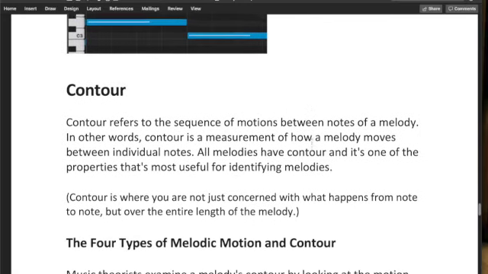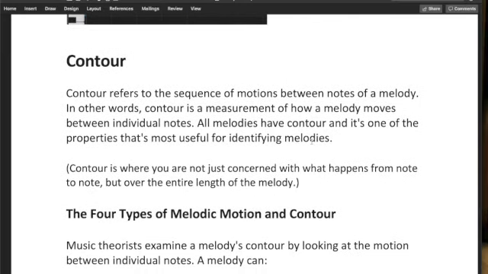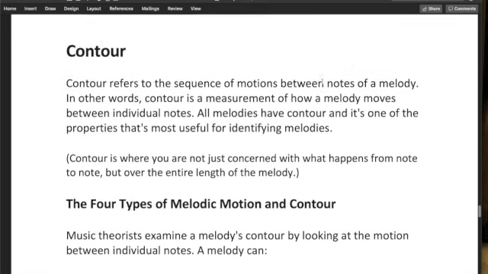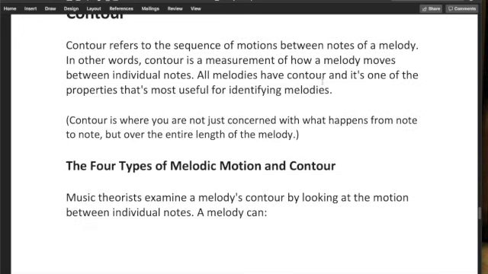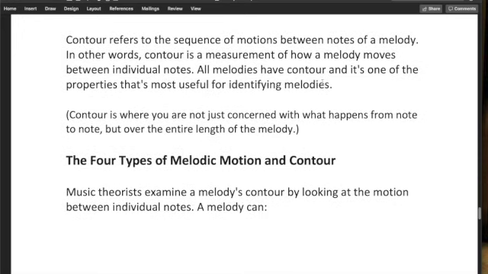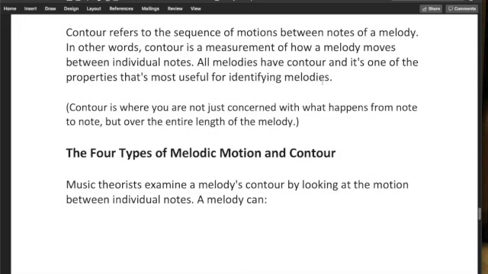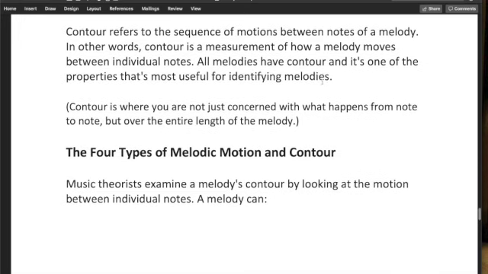So contour. Contour refers to the sequence of motions between notes of a melody. In other words, contour is a measurement of how a melody moves between individual notes. All melodies have contour, and it's one of the properties that are most useful in identifying melody.